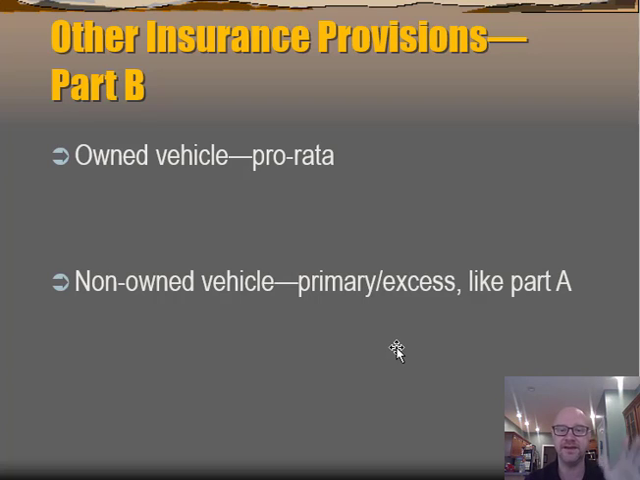But I don't want you to spend any time thinking about the differences in how we deal with other insurance provisions with Part B compared to Part A. I want you just thinking, you see other insurance with auto insurance, if we've got two insurances that cover, insurance on the vehicle is always primary, insurance on the driver is always excess. So that's good enough for this particular slide.